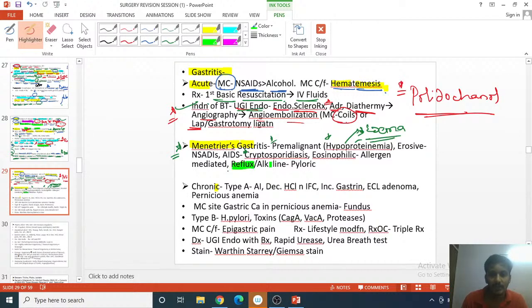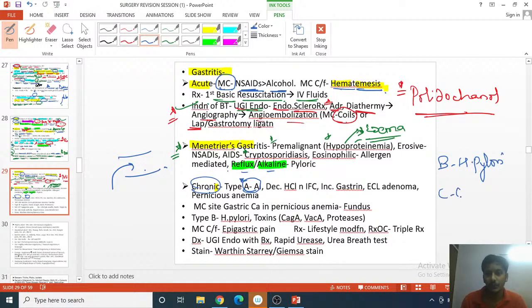And lastly is your reflux or alkaline gastritis. Okay, reflux or alkaline gastritis कब होगा? When the alkaline contents of the duodenum regurgitate or are refluxed into the stomach, that can lead to reflux or alkaline gastritis. Then chronic gastritis के तीन type होते हैं mainly, type A, type B and type C. Type A is for autoimmune. B is for bacteria, that is your H. pylori. And C is for your chemicals, that is toxins like alcohol वगैरह.